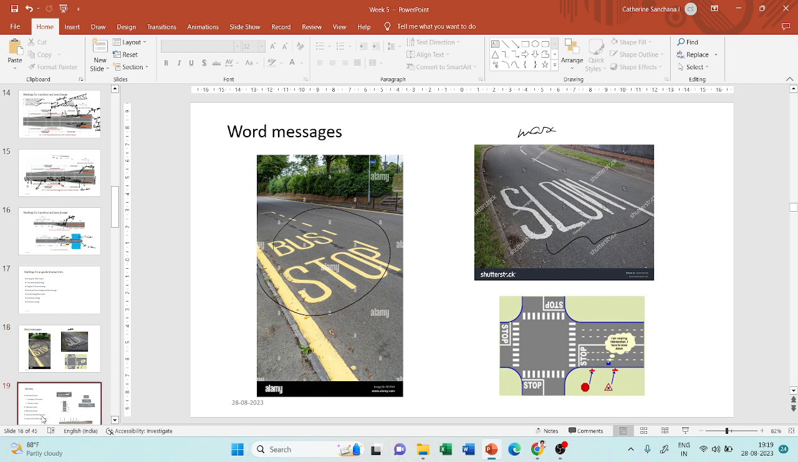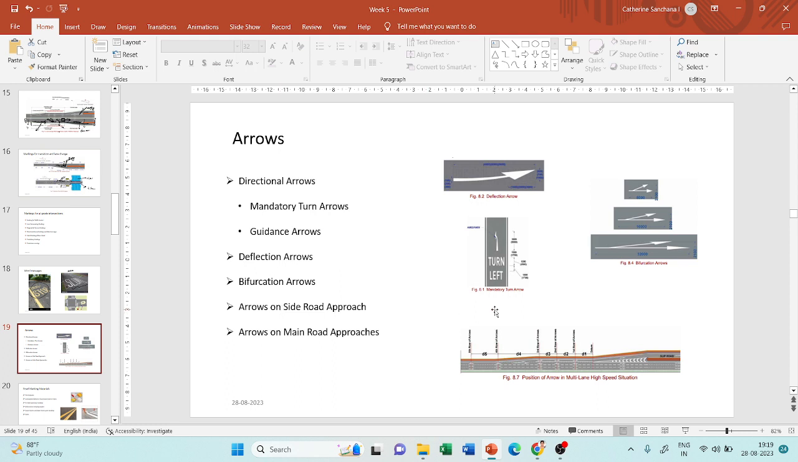Now moving on to arrows. Arrows are also straightforward: simple arrows which you see on the roadway, arrow markings. They are classified into these. One is directional arrows, to guide drivers to the correct lane when approaching busy intersections, whether signalized or non-signalized. It is just to guide the drivers into correct lanes.